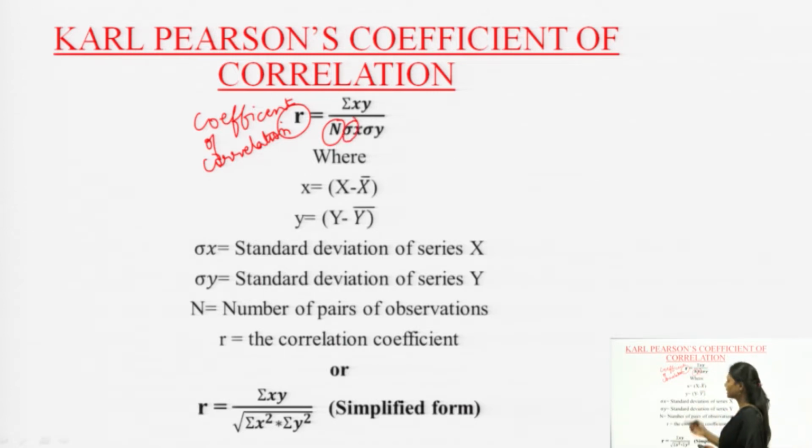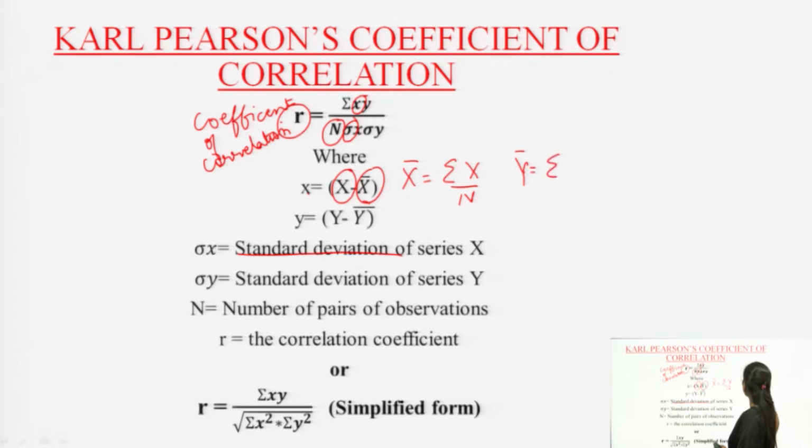Summation, this is sigma of x and sigma of y, that is standard deviation of series x and standard deviation of series y, where this is small x, and how this small x is calculated is x minus x bar, where x are the values which are given to us in the question and x bar is equal to summation of x over n, and y bar is equal to summation of y over n, where we are supposed to total the values for x and total the values for y, which are written as summation of x and summation of y, divided by the total number of values which are given for x and for y, written as n.